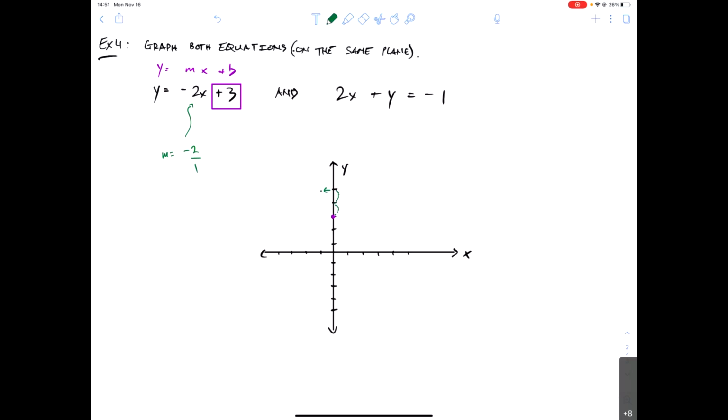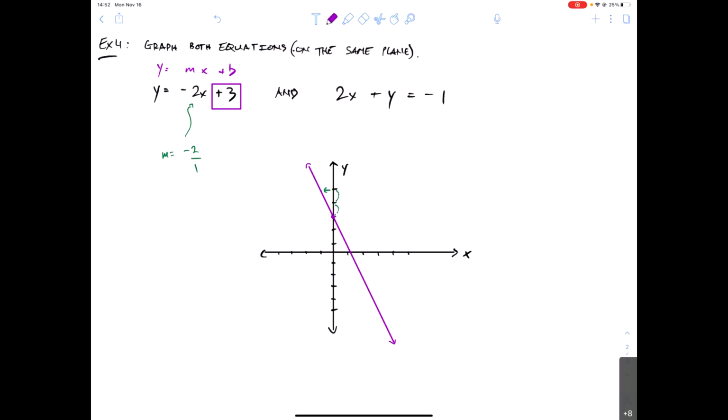There you go. Okay, I think that's the best I can do right there. And there's your purple line, right?